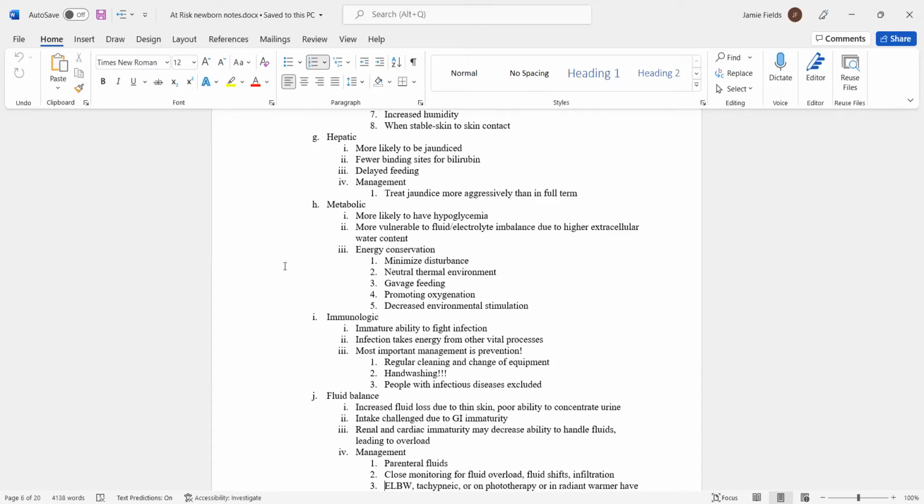Part of that's also because we have a hard time getting food into them. And remember, they need to be fed to start having binding sites for that bilirubin. So delayed feeding contributes to this. So jaundice is more likely. We also need to treat it more aggressively because they cannot afford any energy dealing with that jaundice either. Metabolic. I want you to think about hypoglycemia and preemies. Why are preemies more prone to hypoglycemia?